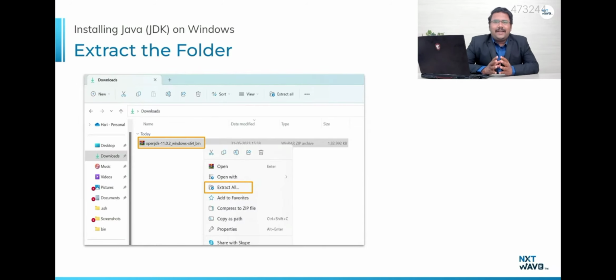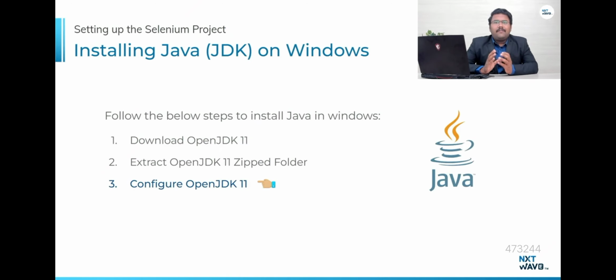Once downloaded, it looks something like this in your downloads folder. Because it's a compressed file, you need to right click on the downloaded file and click on extract all. Once extracted, we'll need to configure the Java Development Kit to run in our system.